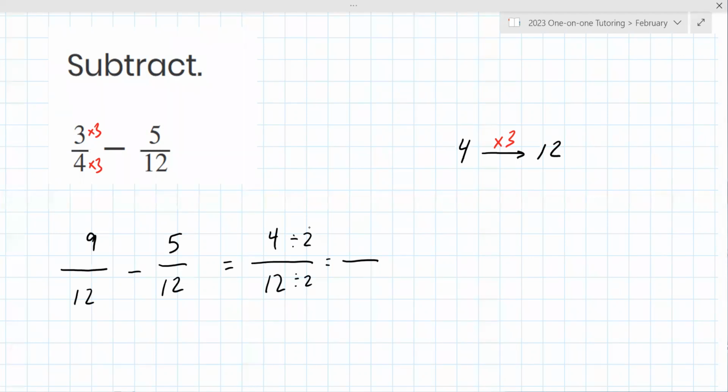2 and 6. 4 divided by 2 is 2, 12 divided by 2 is 6. Now can you divide by 2 again? Yes. Okay. What is the result? 1 over 3. Good. Very good.